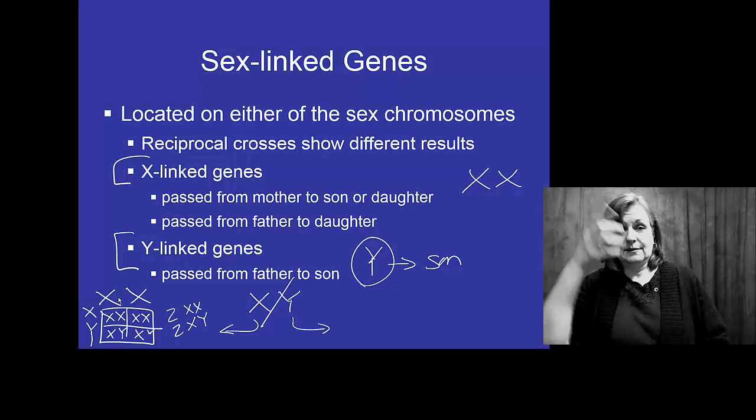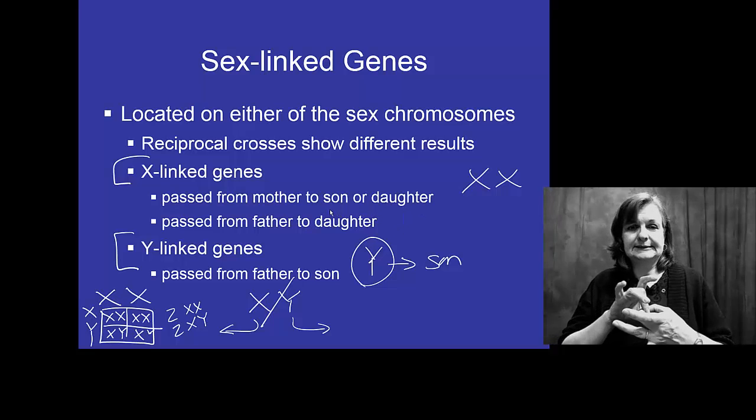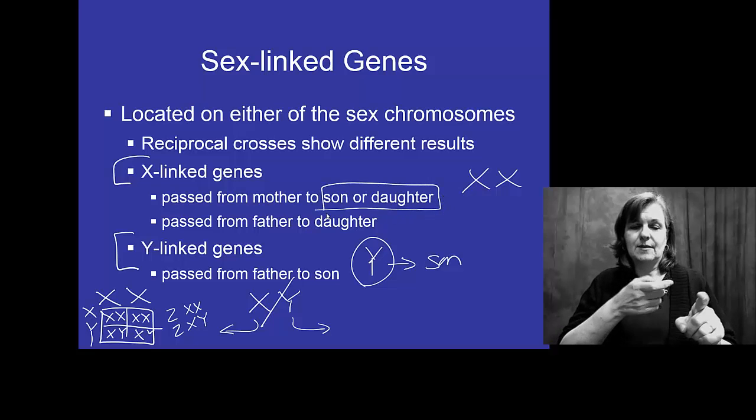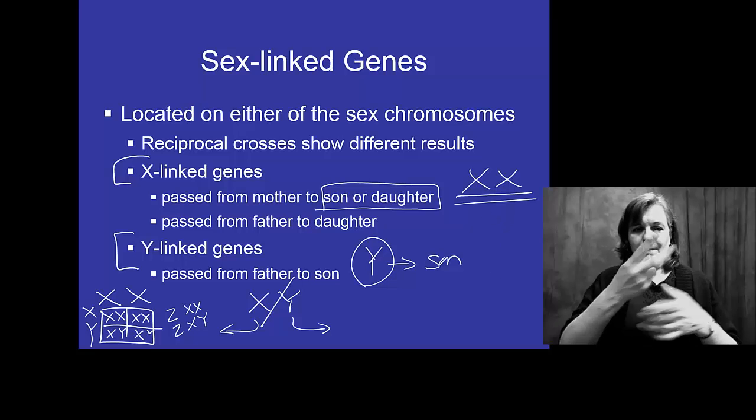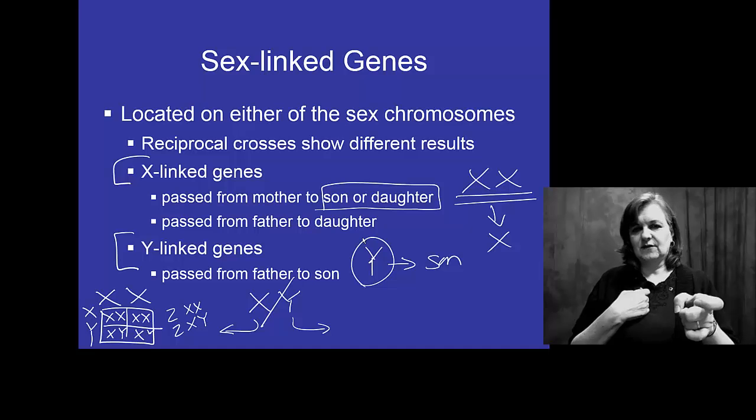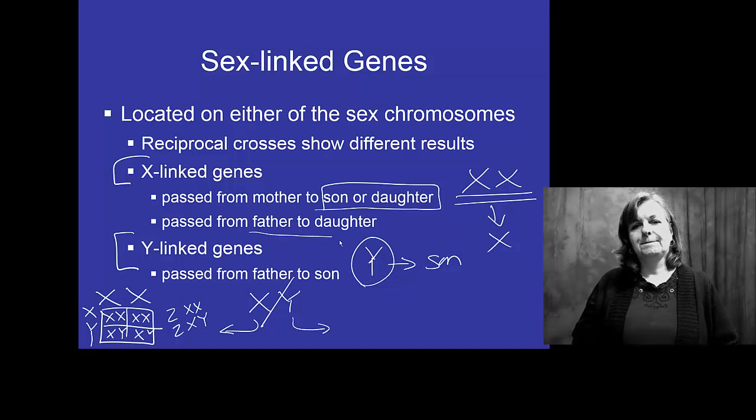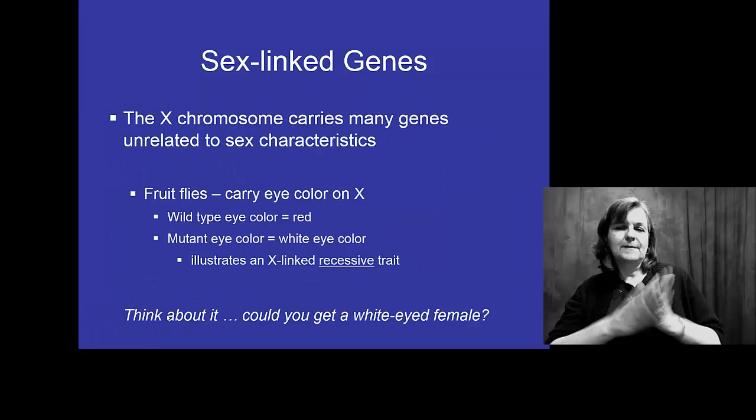So we look at the X-linked genes being passed on from mom both to the son or daughter, because that's all she has to contribute, right? It doesn't matter if she's having a son or a daughter. All she's given up is an X, right? The X from the father, though, would go to a daughter, okay, based on our Punnett square.